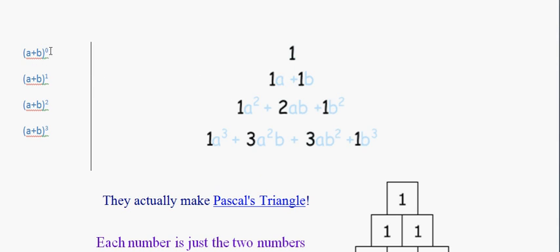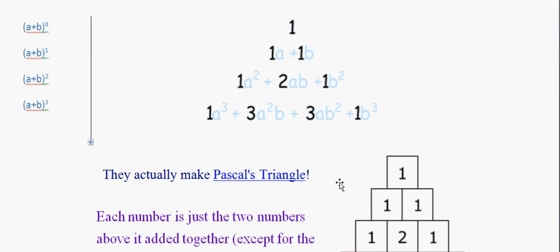If a plus b whole power was 0, then we found that the answer was simply 1. When a plus b whole power was 1, then we found 1a plus 1b. When a plus b whole square, then we got 1a square plus 2ab plus 1b square. And when it was a plus b whole cube, then we got 1a cube plus 3a square b plus 3ab square plus 1b cube. We're just highlighting the coefficients here so that we can compare it with the Pascal triangle.